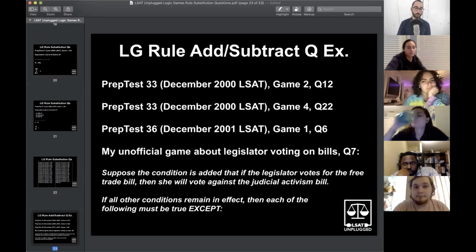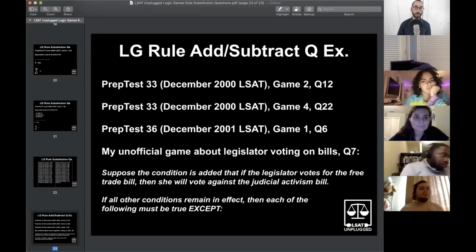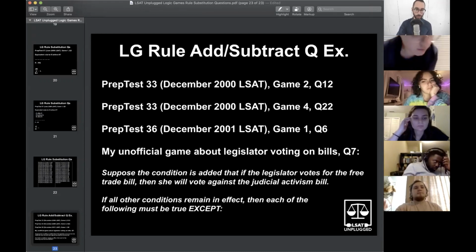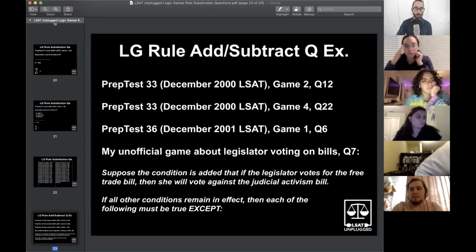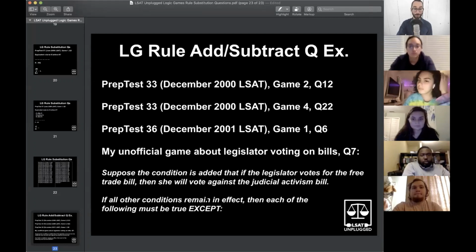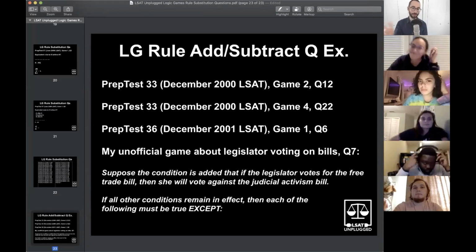Then in my unofficial game about a legislator voting on bills, the last question of that game, question 7, I also put in a rule substitution. I put in a rule addition question there, which is why it's on this slide. So here's the text of that question. We added in legislator voting for free trade, then voting against judicial activism. Then I made it must be true except. So kind of weird, but I had some fun playing around with it.